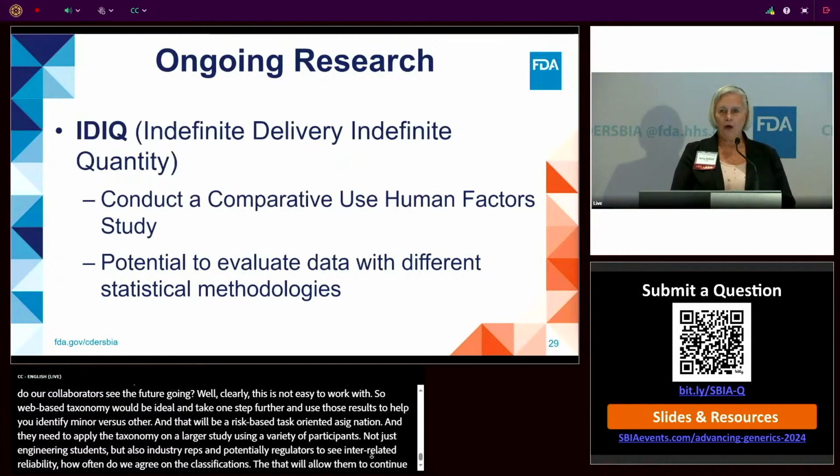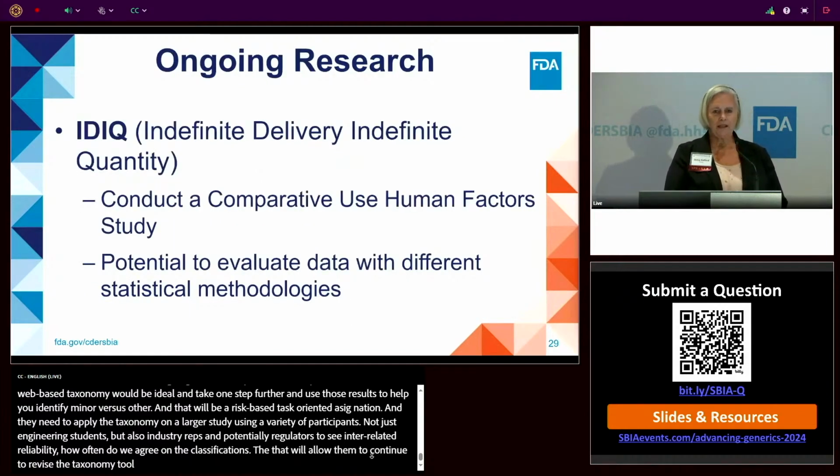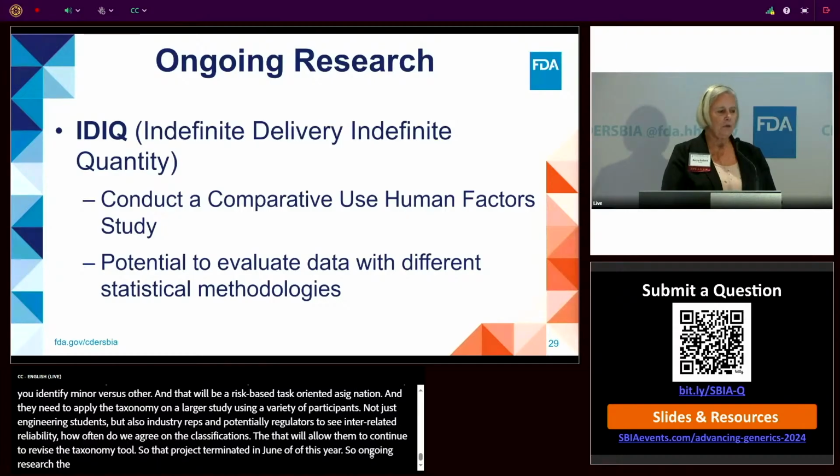So that project terminated in June of this year. And so what ongoing research does the FDA currently have in the human factors space? What we have is an IDIQ, or an indefinite delivery, indefinite quantity contract.